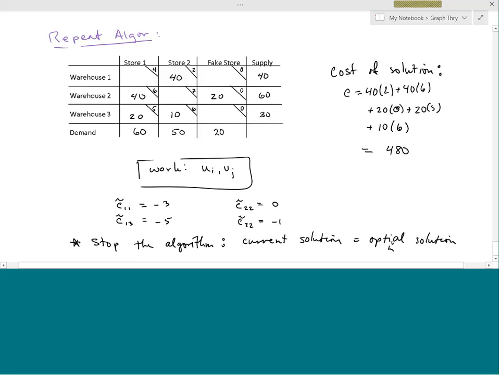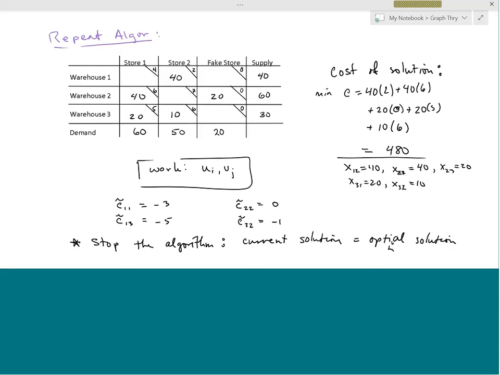where the actual solution that we were using here is x12 equals 40, x21 equals 40 as well, x23 equals 20, x31 equals 20, and x32 equals 10. Quick check, did you guys catch where the cost of the solution came from? And that's the minimum cost.